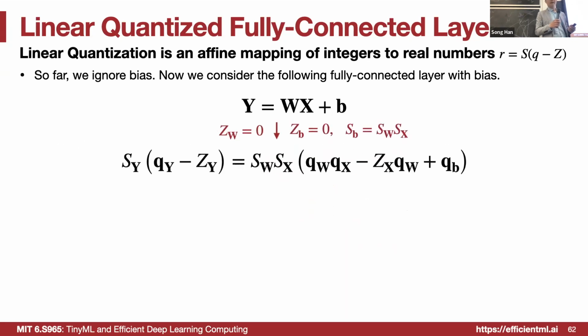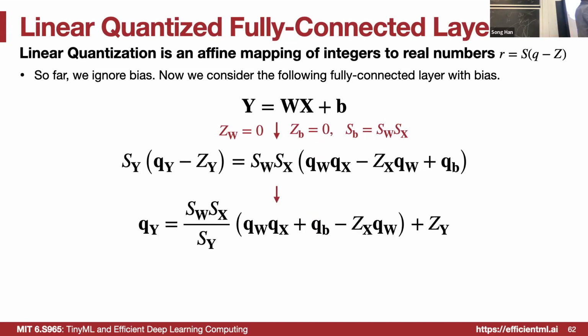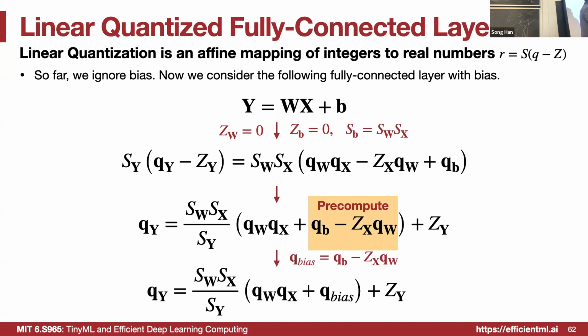Okay, we're almost there. So we have these three assumptions, and then we can further simplify the equation in this manner. We put this QSY to the right, and then we can have the final representation like this. So the output will be this combined scaling factor, and then W times X. These are all constants, so we can pre-compute them. Okay, and also we define this Q bias to be QB minus this term. So we can further simplify that by plugging Q bias instead of this yellow part.